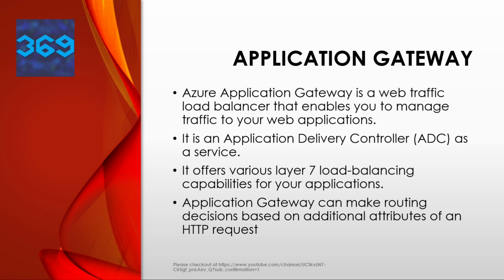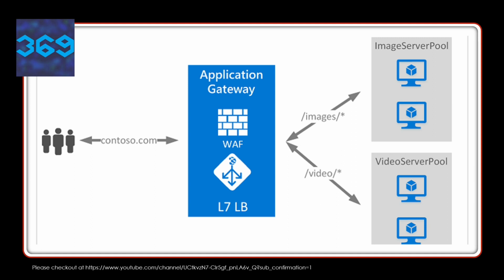So if /images is in the incoming URL, you can route traffic to the pool of servers configured for images, and similarly for /videos to a videos pool. Great, so this is how it works.